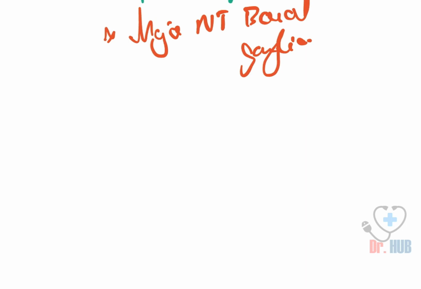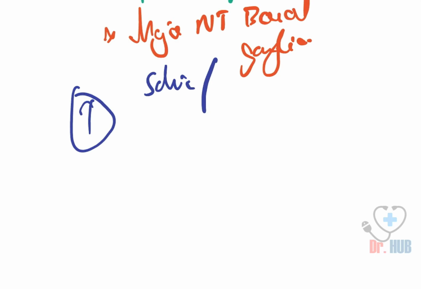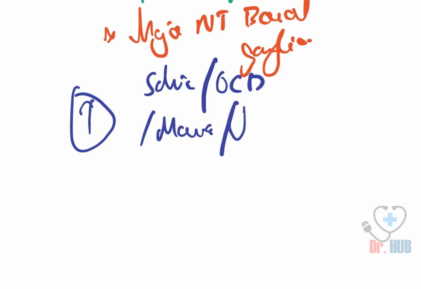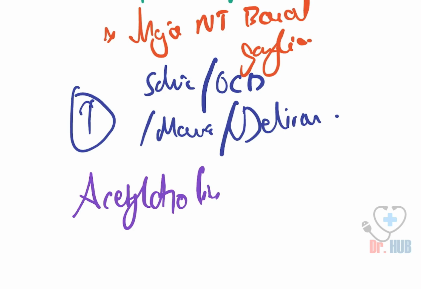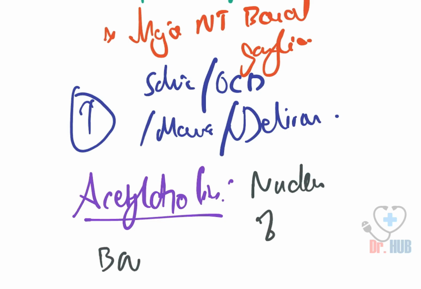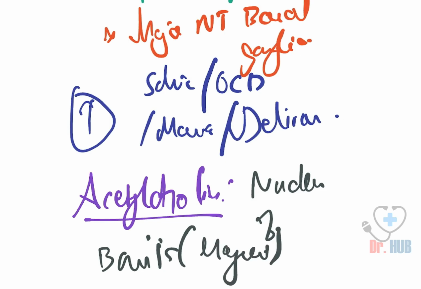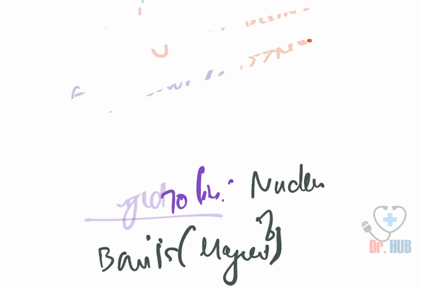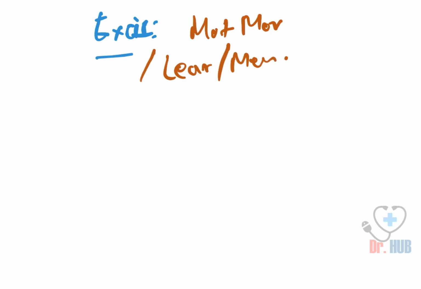So where is dopamine increased? The increase was seen in schizophrenia, OCD, mania, as well as delirium. So this was all about dopamine. The next question we asked was, what is acetylcholine? The major source we saw is the nucleus basalis of Meynert. The function of acetylcholine is that it is excitatory. It is involved with motor movement as well as learning and memory. Acetylcholine is increased in Parkinson's disease.